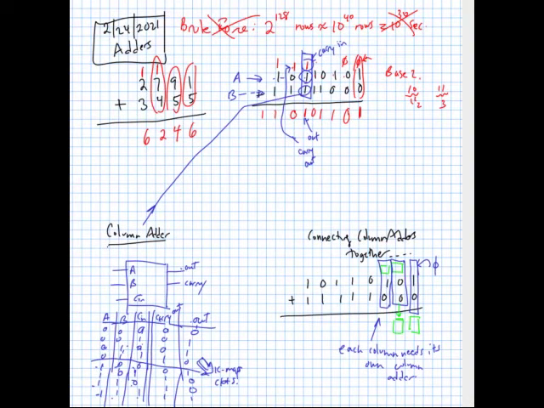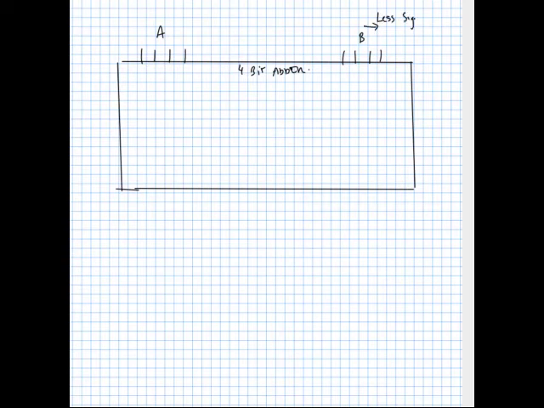So let me, on the next page, draw a big box which represents our adder overall. And let's make a 4-bit adder. So this will be a 4-bit adder, which means it takes in two 4-bit numbers. So we'll say this is number A and this is number B. And these are the less significant digits. These are the more significant digits.